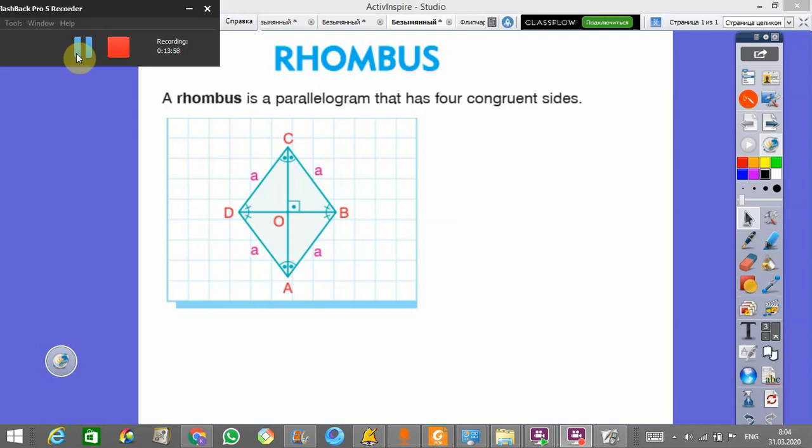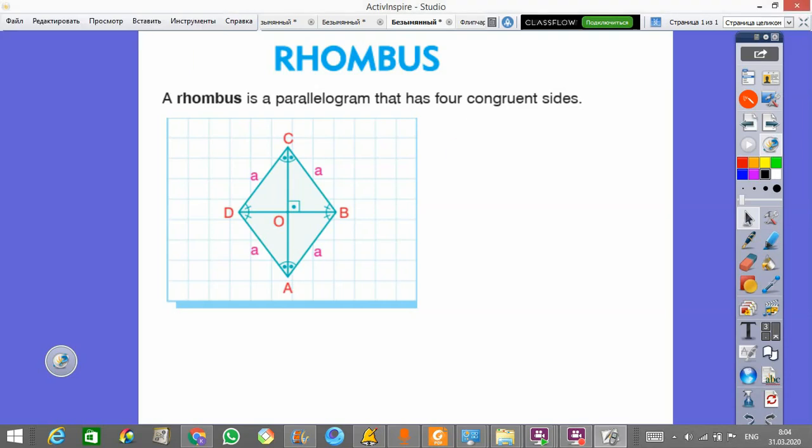What we can say about the diagonals of a rhombus is that they are perpendicular. The diagonal AC is perpendicular to diagonal BD. As you see here, the small circle, what's that? It means perpendicular.